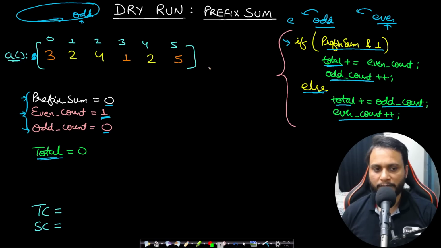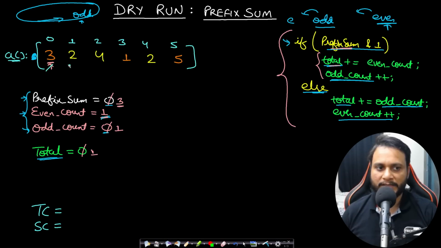Okay, so let's follow this technique. Let's start with this first value. When I see this value, I will immediately add it to the prefix sum, and this becomes 3. Now after adding this, you check: is this prefix sum an odd value or even value? This is an odd value. So what should I do? I will add the even count to the total. Even count by default will start with 1, so the total will become 1. And now I will increment the odd counter because this prefix sum is odd.